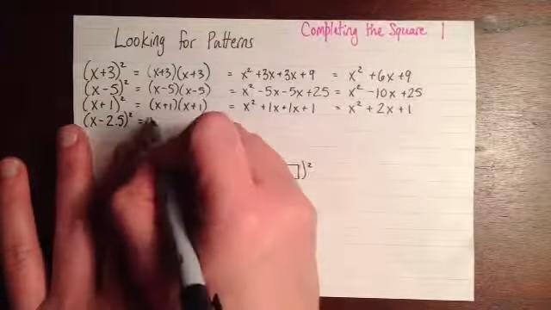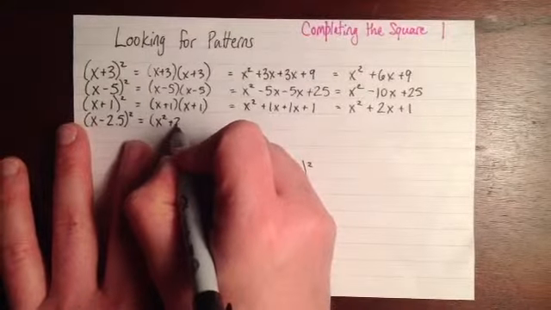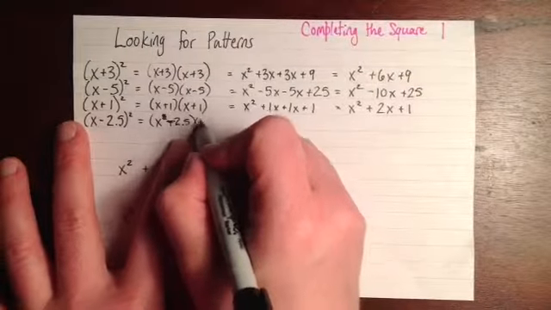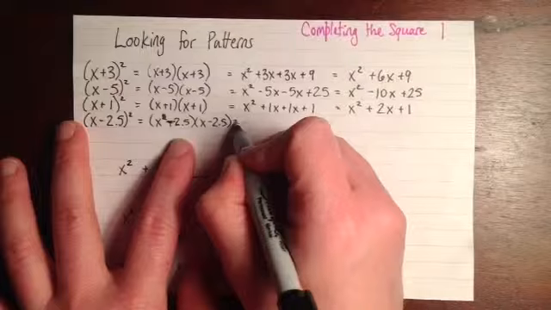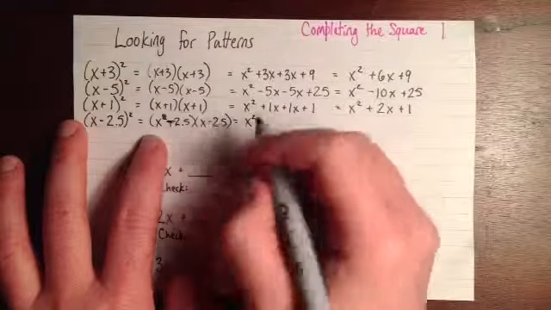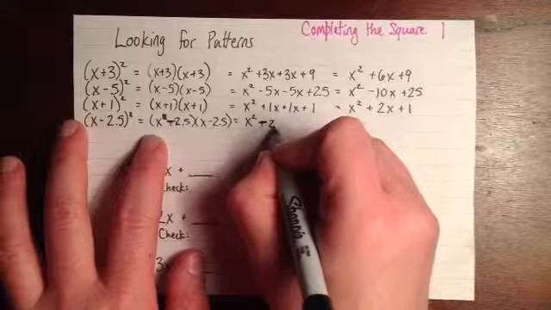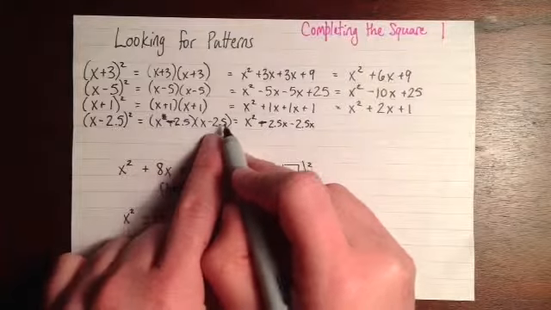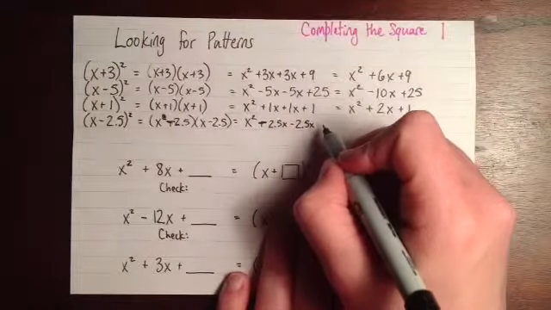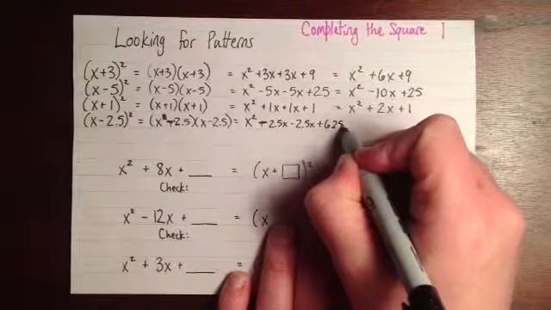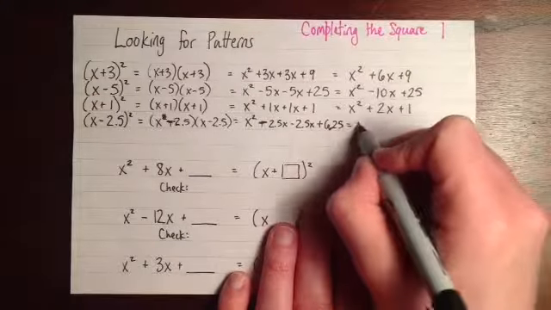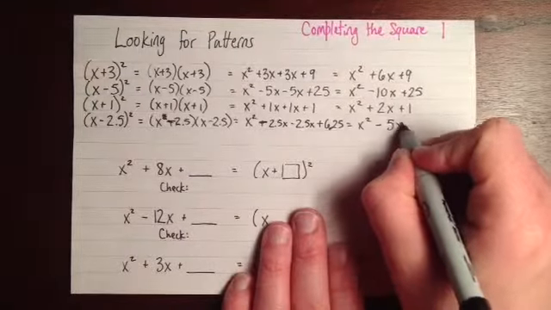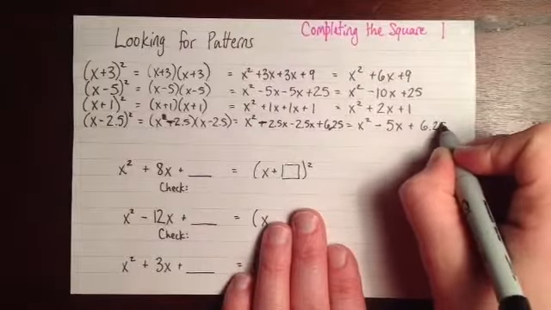Here I have 2.5. So x minus 2.5, oh my dear, I skipped ahead a little bit, x minus 2.5 times x minus 2.5. And that gives us x squared, and then minus 2.5x minus 2.5x. And negative 2.5 times negative 2.5 is plus 6.25. So that's equal to x squared, and then negative 2.5 minus 2.5 is minus 5x plus 6.25.